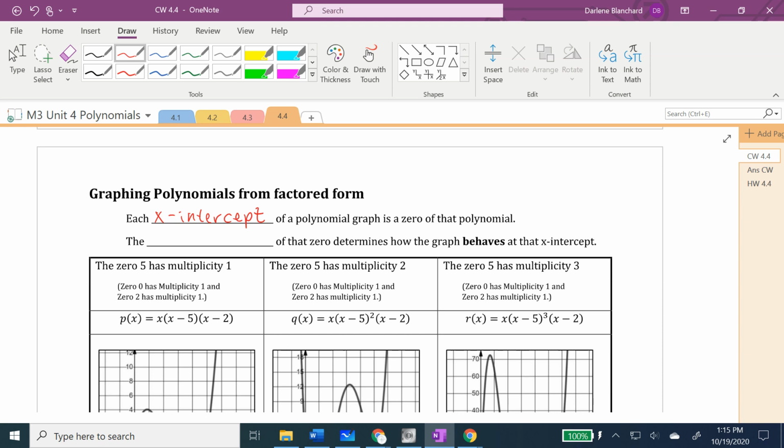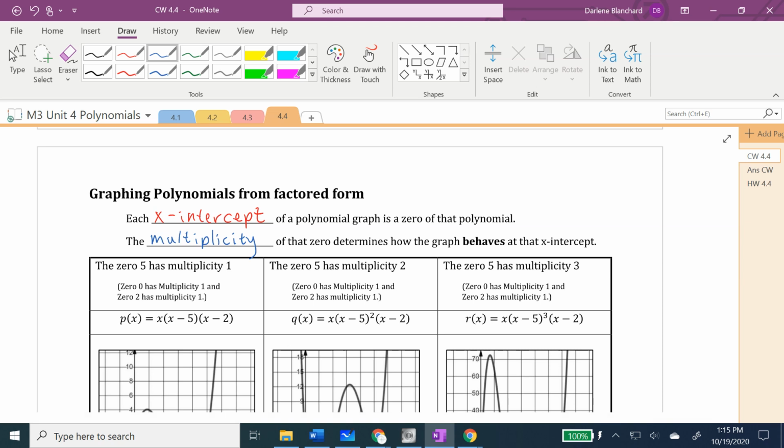And I want you to be aware that the behavior of that 0, sorry, I just realized I had behavior there. Silly me. My apologies. And now you have imperfect work. The multiplicity of that 0 determines how the graph behaves at that x-intercept.